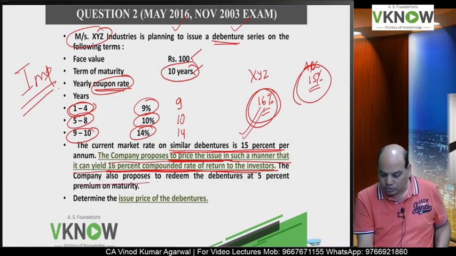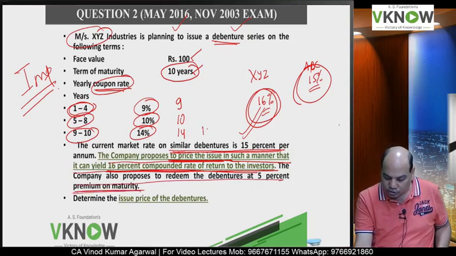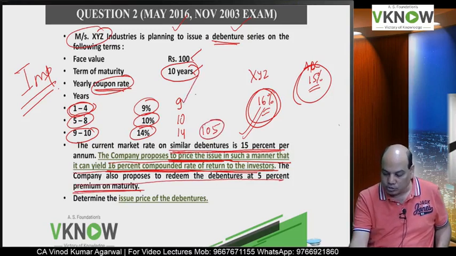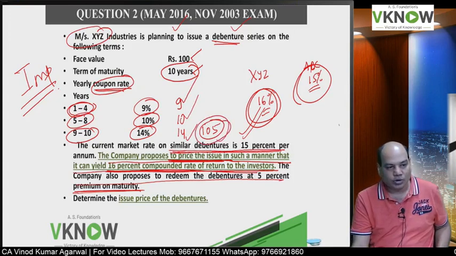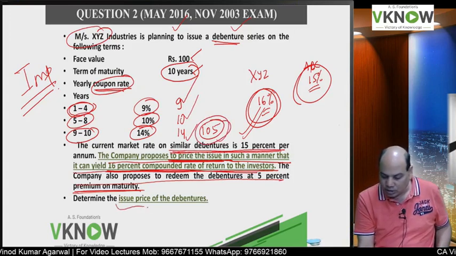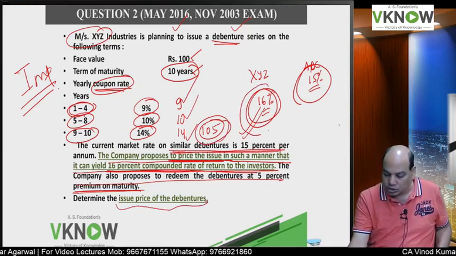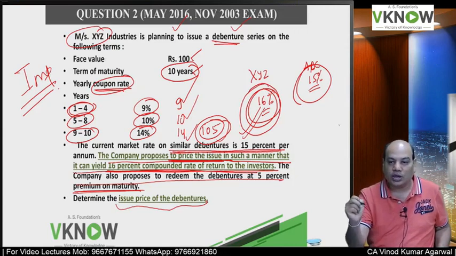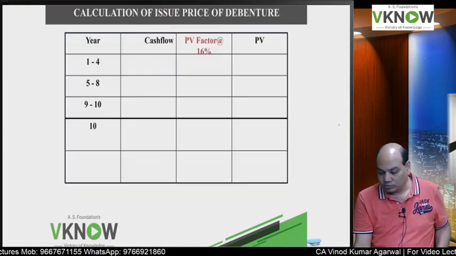The company also proposes to redeem the debenture at 5% premium on maturity. So redemption value will be 105 rupees. So cash flows will be 9, 10, 14 and in the last year 105. Determine the issue price of the debenture. So I have to discount the future cash flows at 16%, not at 15%. If you discount at 15%, out of 8 marks you will get 0.